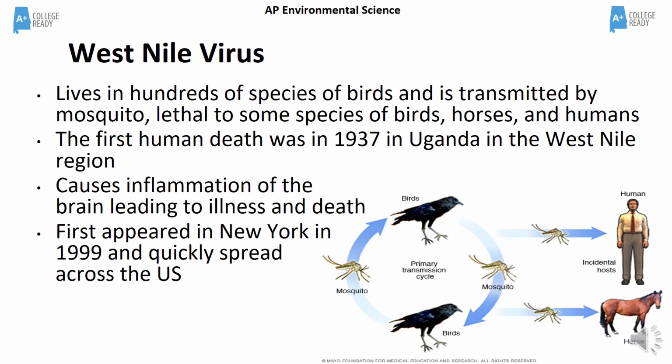West Nile virus lives in hundreds of species of birds and is transmitted by mosquito. It is lethal to some species of birds, horses, and humans. The first human death was in 1937 in Uganda in the West Nile region, hence the name. It causes an inflammation of the brain, leading to illness and death. You may have also heard it called equine encephalopathy for that reason. It first appeared in New York in 1999 and quickly spread across the U.S.